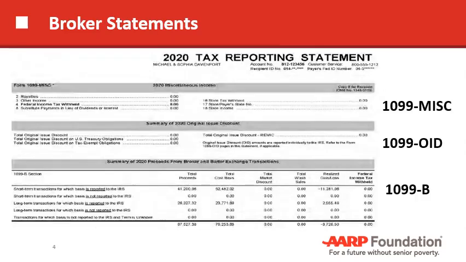Could be on the first page, could be on the second page. You might see a 1099 miscellaneous, a 1099 OID. My experience is that you will rarely see anything other than zeros.